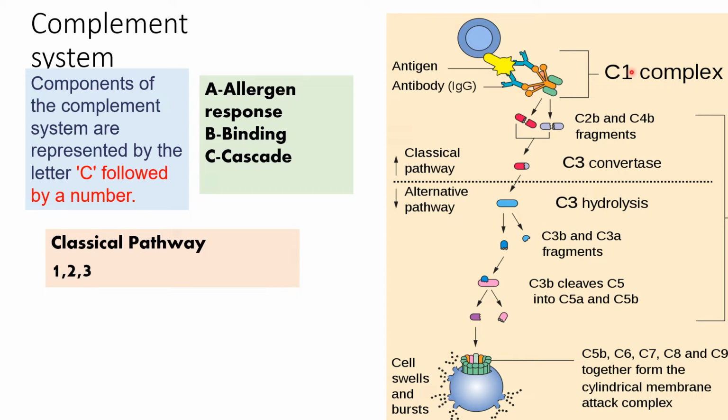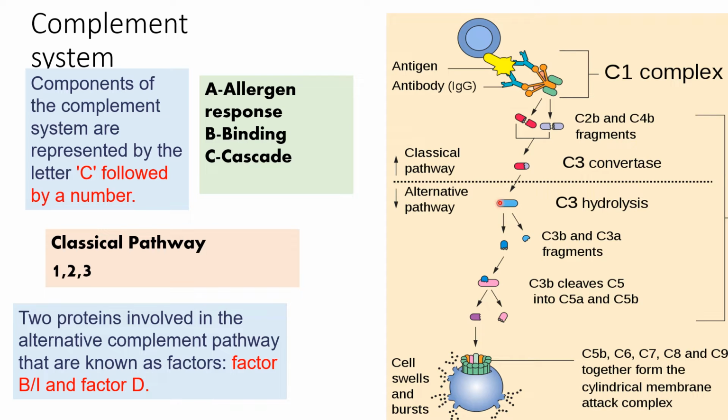The classical pathway involves C1, C2 and C3. The alternative pathway begins with the activation from C3 because no antigen-antibody reaction is required. It is activated by endotoxins. Instead, it has two important proteins, that is factor B or factor 1 and factor D. Factor 1 is responsible for interaction with the polysaccharides in the cell membrane of invading cells, and properdin or factor D is responsible for stabilizing this complex.